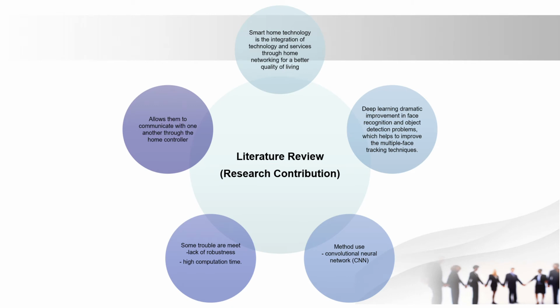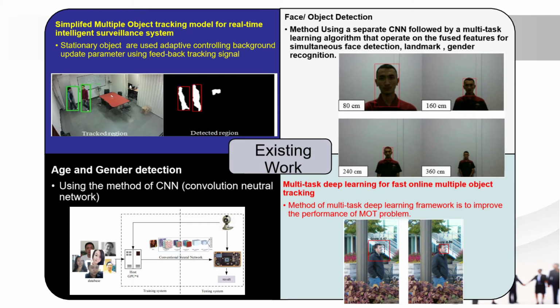Literature review. Smart home technology is the integration of technology and service through a home network for better quality of living. Deep learning has dramatically improved face recognition and object detection, which helps to improve multiple face tracking techniques. Methods use CNN. Some troubles are met: lack of robustness and high computation. Devices are allowed to communicate with one another through the home controller. Here are the existing works that have been done for some research.